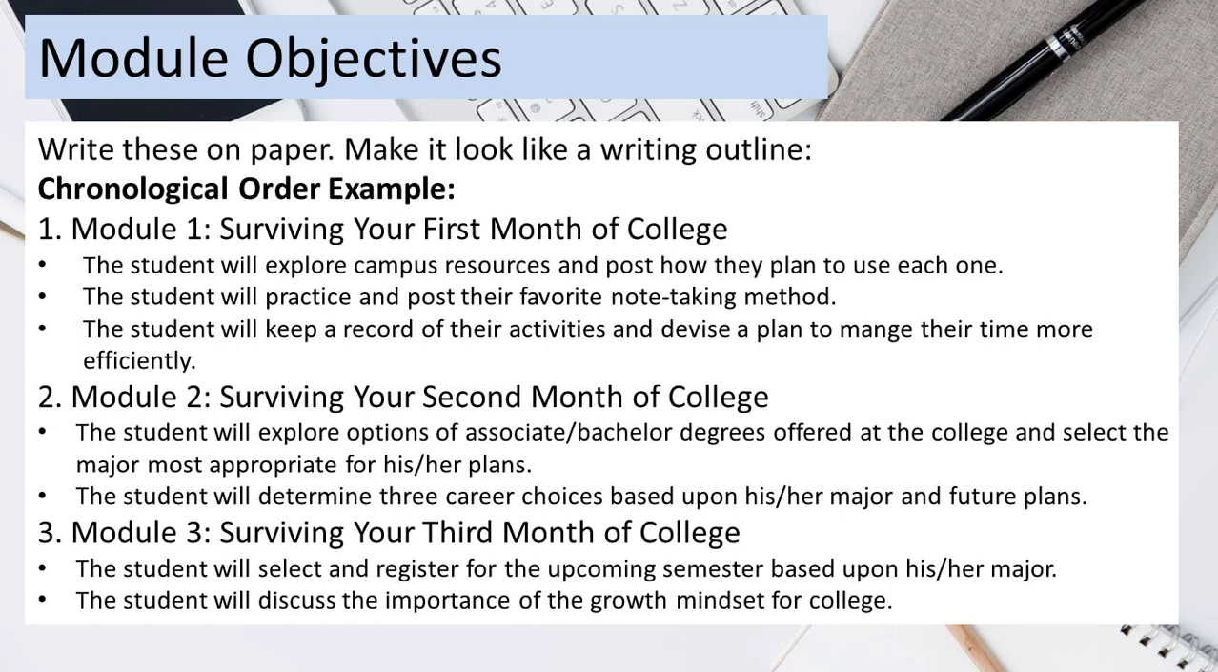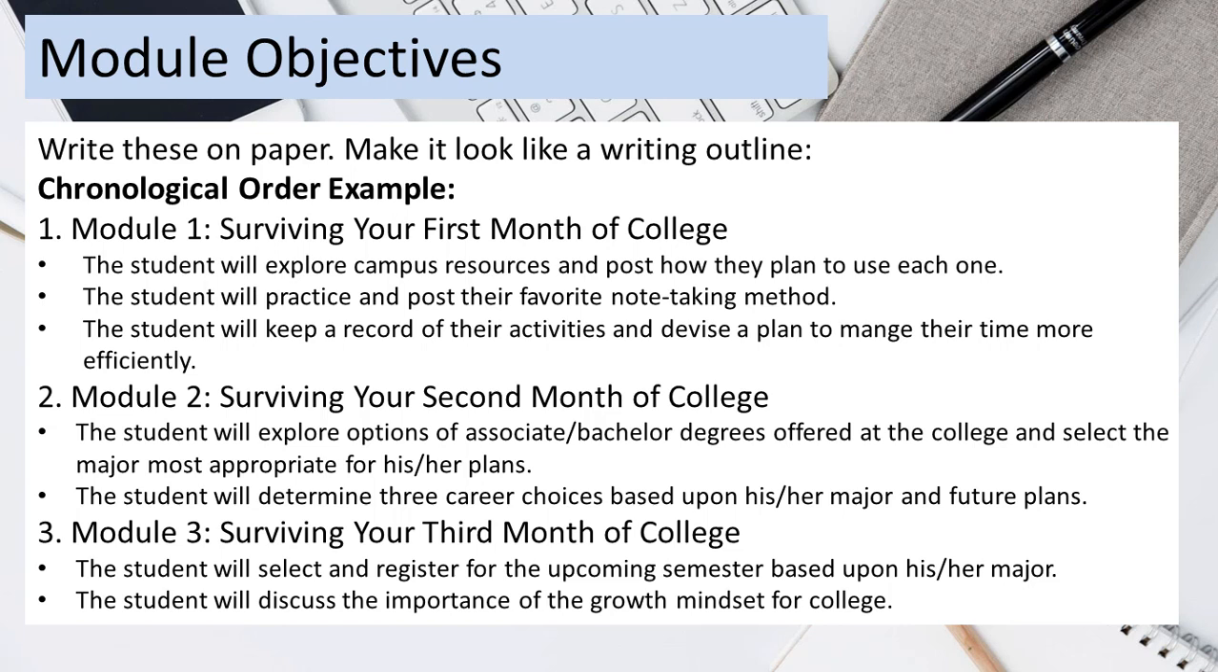So notice I've included bullet points underneath this Module 1 that are the objectives they need to meet for Module 1. Notice that they all have action verbs. So the student will explore campus resources and post. Can I see how they post? Yes. How they plan to use each one. The student will practice and post their favorite note-taking method. Again, they're posting, so I can see that. The student will keep a record of their activities and devise a plan to manage their time more efficiently. They're going to devise a plan.